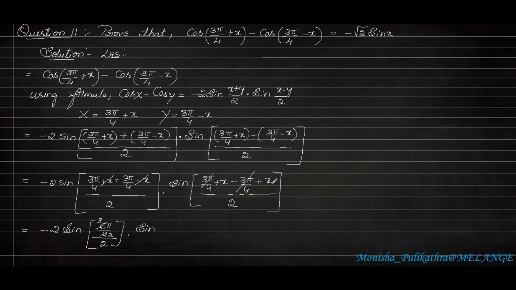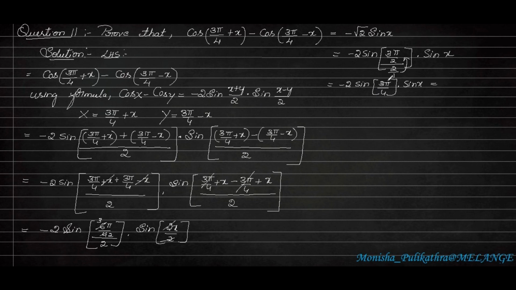Next, sin(x plus x), x plus x is 2x, whole divided by 2. This 2 cancels, so what has it become? It is minus 2 sin(3 pi by 2 divided by 2) into sin x. When I take the reciprocal of it, it will become 1 by 2. So we can change it as minus 2 sin(3 pi by 4) into sin x, because when it goes to the reciprocal, it will become into 1 by 2 and the 2 will get multiplied.